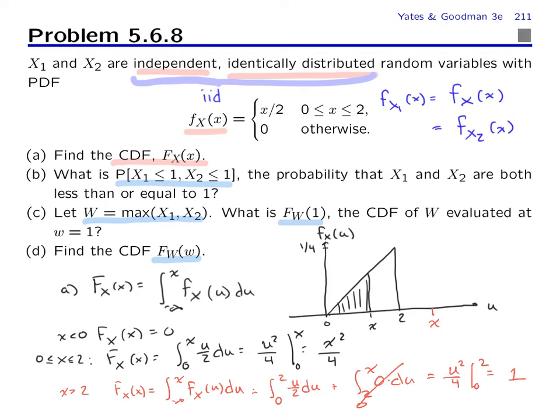So to summarize, the CDF of x, Fx of x, is equal to 0 for x less than 0. It's equal to x squared over 4 for 0 less than or equal to x less than or equal to 2, and it's equal to 1 for x greater than 2. And this is the answer for part A.